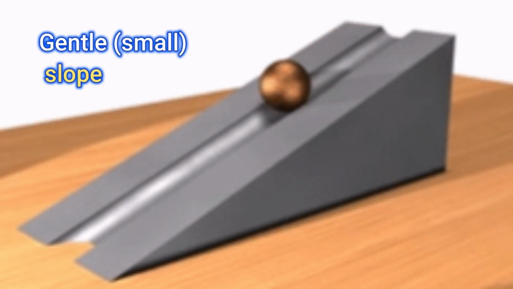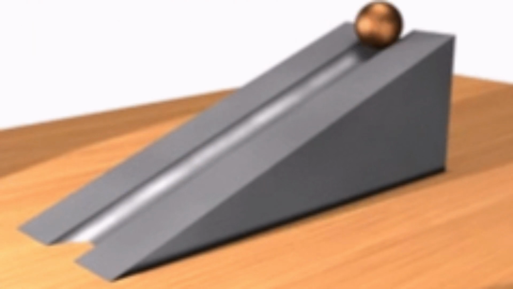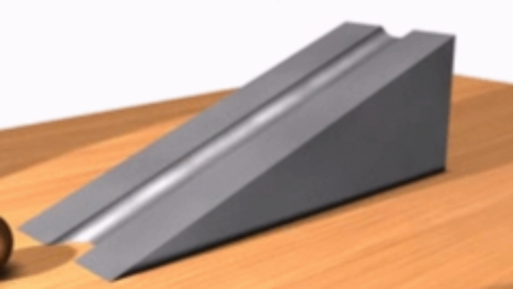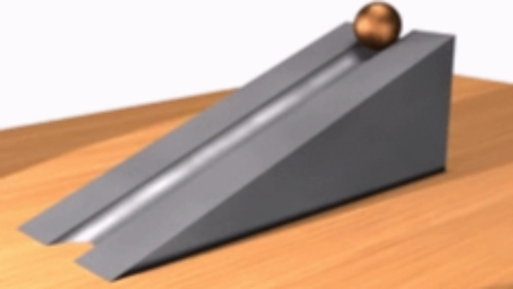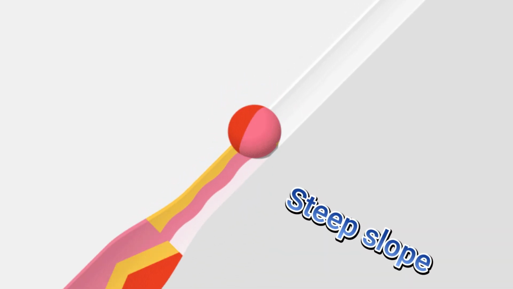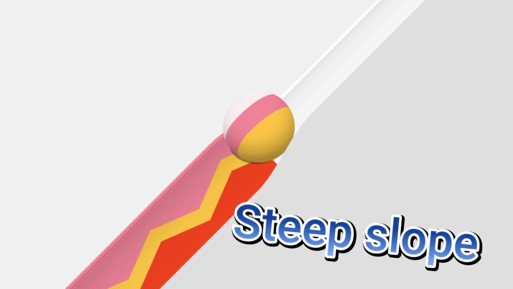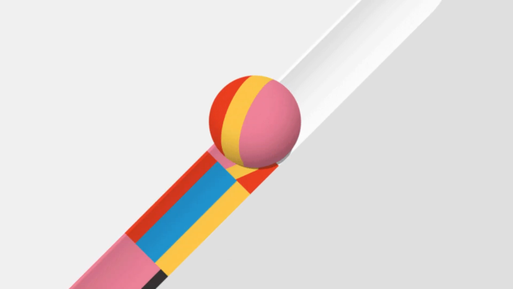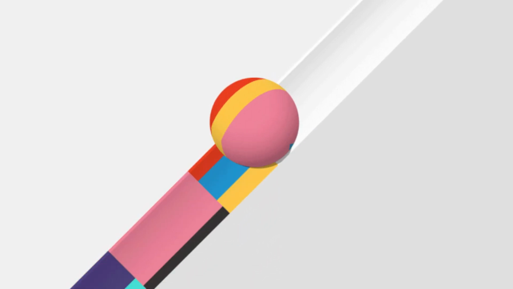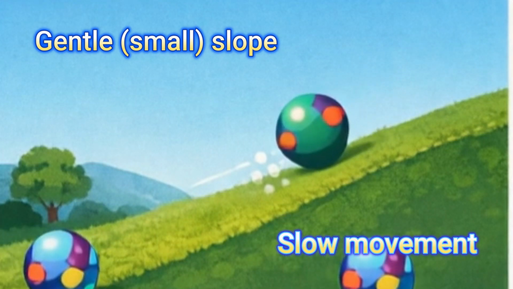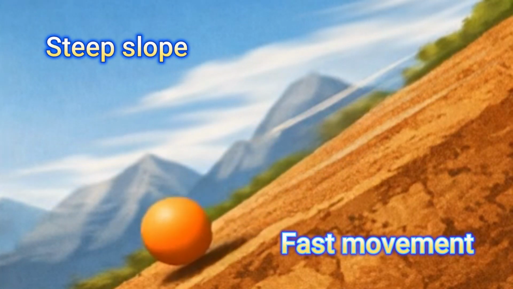Now think about a ball. If you roll a ball on a small slope, it moves slowly. But if you roll a ball on a steep slope, it moves very fast. So remember, a small slope, slow movement. A steep slope, fast movement.